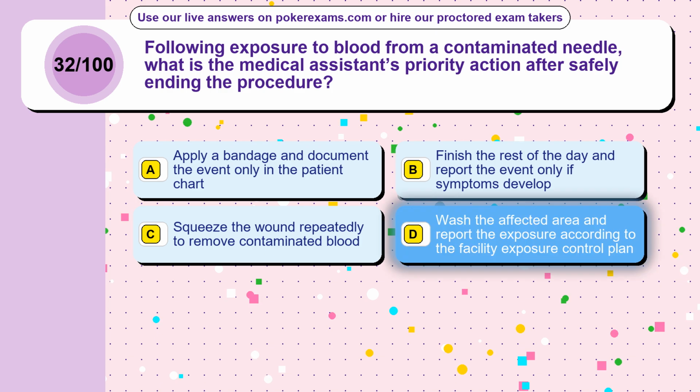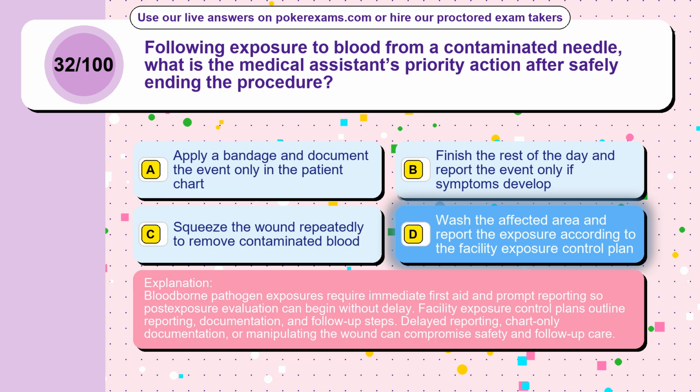The correct answer is option D, wash the affected area and report the exposure according to the facility exposure control plan. Blood-borne pathogen exposures require immediate first aid and prompt reporting, so post-exposure evaluation can begin without delay. Facility exposure control plans outline reporting, documentation, and follow-up steps. Delayed reporting, chart-only documentation, or manipulating the wound can compromise safety and follow-up care.